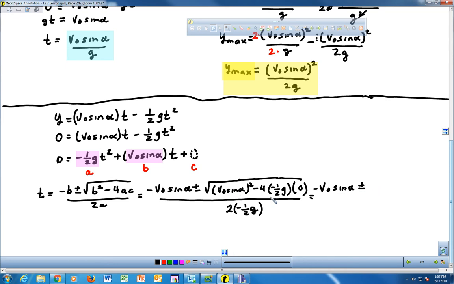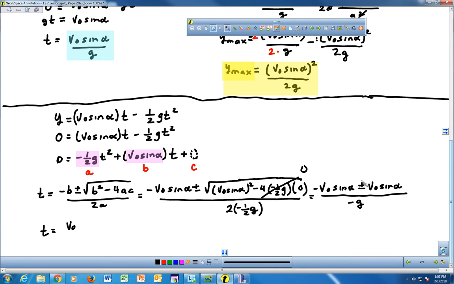Now you see that all of this is going to give us a 0. Right? So we're just going to be left with v sub 0 sine of alpha squared, and then the square root of that is just going to give us v sub 0 sine of alpha. Everything divided by 2 times negative 1/2 g is just negative g. So the time that it's going to take to hit the ground is going to be negative v sub 0 sine of alpha plus or minus v sub 0 sine of alpha divided by negative g.